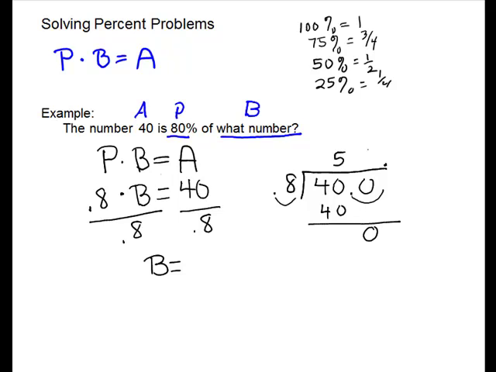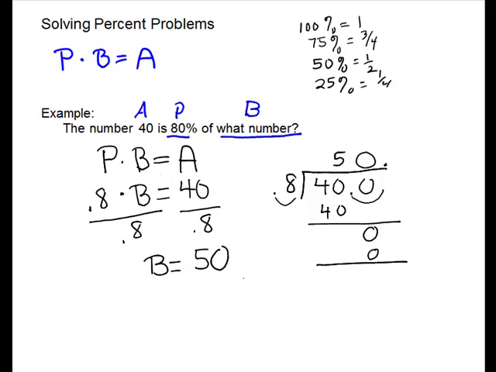Subtract, bring down. 8 into 0 won't go. We have to go all the way up to our decimal. So our B is 50. Let's see if that's a reasonable answer. So 80% of 50. 80% is a lot. It's more than half. So more than half of 50 is 40. Yes, this is a reasonable answer.